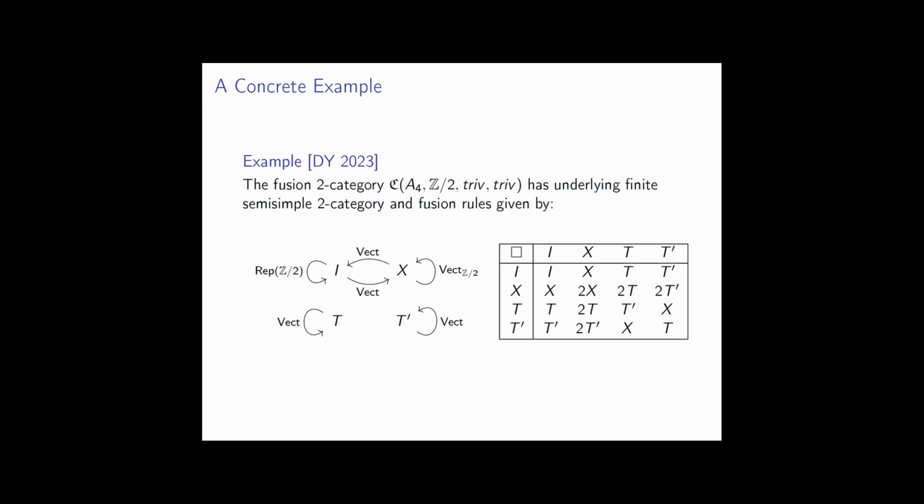A concrete example. I don't want to explain too much what it is, but I think it's interesting to look at some pieces of data associated with one specific example. On the left, you have a little diagram that depicts the underlying finite semi-simple 2-category. The vertices correspond to the 4 equivalence classes of simple objects, and the edges give you the non-zero categories of endomorphisms. In particular, you will see that between I and X there are many non-zero 1-morphisms, which is telling you that Schur's lemma doesn't hold.